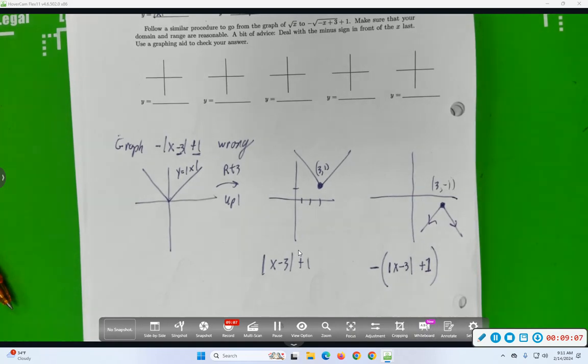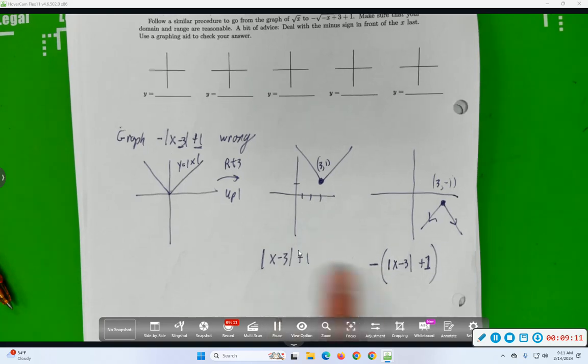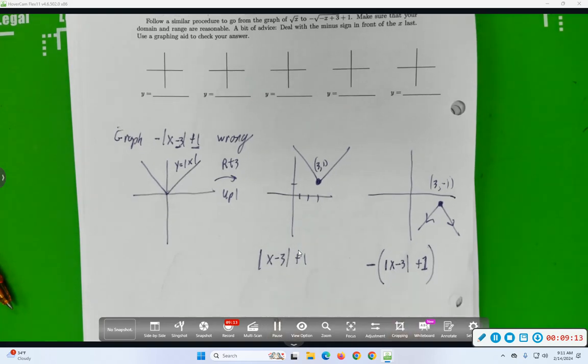We could fix this by just shifting an extra up by 1. So even if you do screw up the order of things, as long as you track exactly what function you're graphing at each step, you can correct for it at the end. Those ideas seem pretty okay?